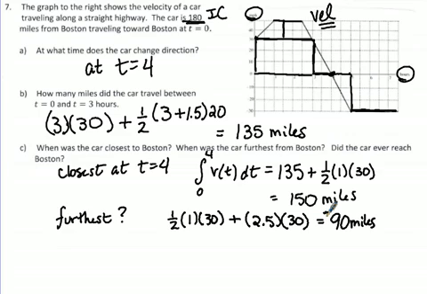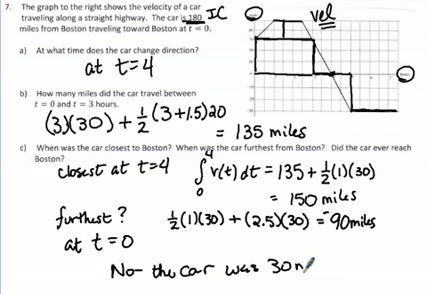Now, when it turned around, we'd only traveled 150 miles, which means we were still 30 miles away from Boston. If I add to that another 90 miles traveled back in the other direction, that puts us at 120 miles away from Boston, which is still not as far as the initial 180 miles. So we were furthest at time t equals 0, because that's when we were 180 miles away from Boston. And finally, did the car ever reach Boston? No. The car was 30 miles away from Boston when it turned around and headed back.